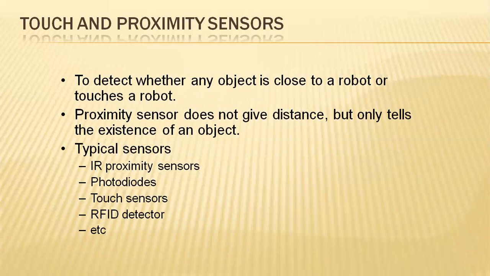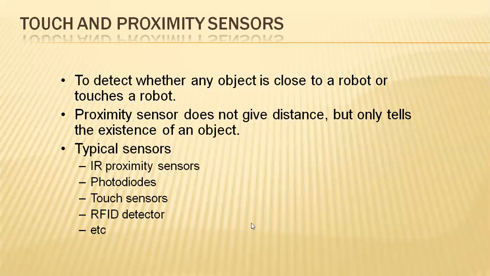So, touch and proximity sensors. Touch sensors need to be in contact with respect to the measurement and measuring alignment. Proximity sensors do not give the distance, but they tell the existence of the object, whether it exists or not, is there or not.